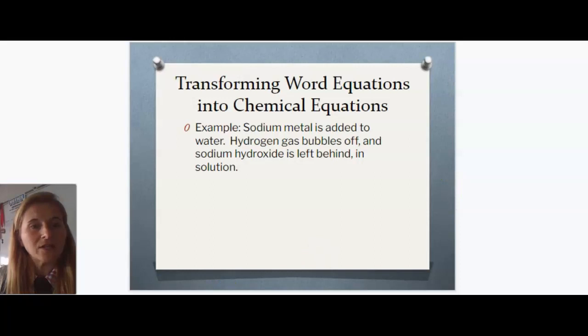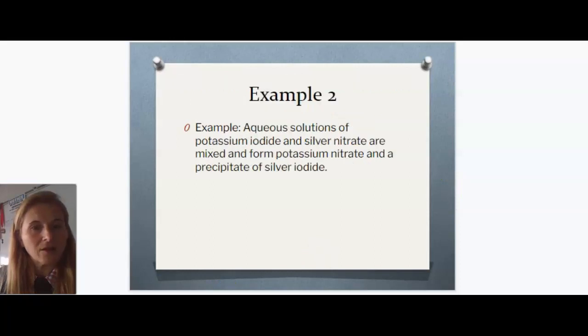All right, let's look at our last example here before we go to some practice outside. We have an aqueous solution of potassium iodine and silver nitrate are mixed and form potassium nitrate and a precipitate of silver iodide. Pause the video and give it a try yourself.